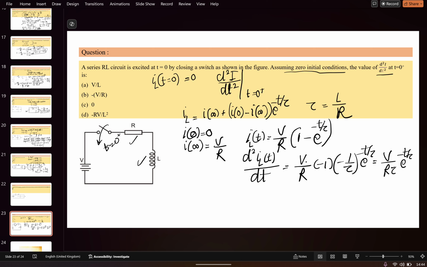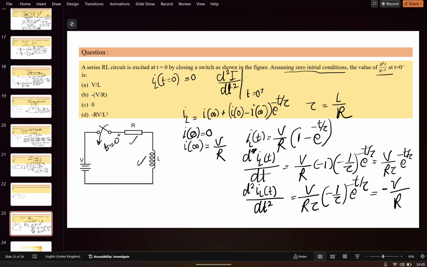Let's differentiate again. d square ILT by dt square will come out to be minus V by R tau square e to the power minus t by tau. What is its value at t is equal to 0 plus? Similarly at t is equal to 0, it will become minus V by R tau square. So what is the value of tau? Tau value is equal to L by R. Let's put the value into the equation.